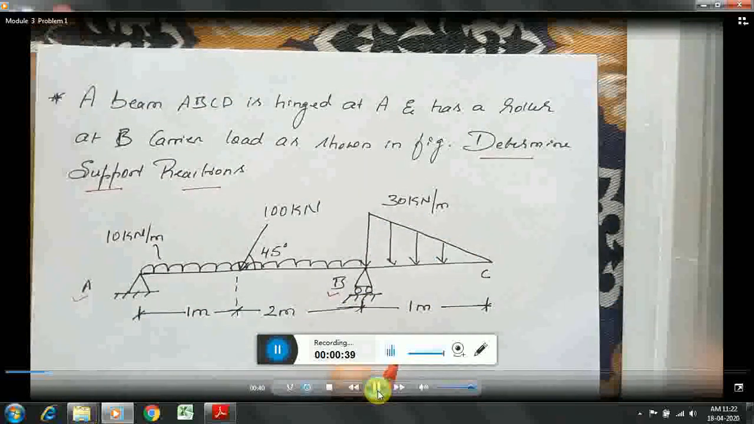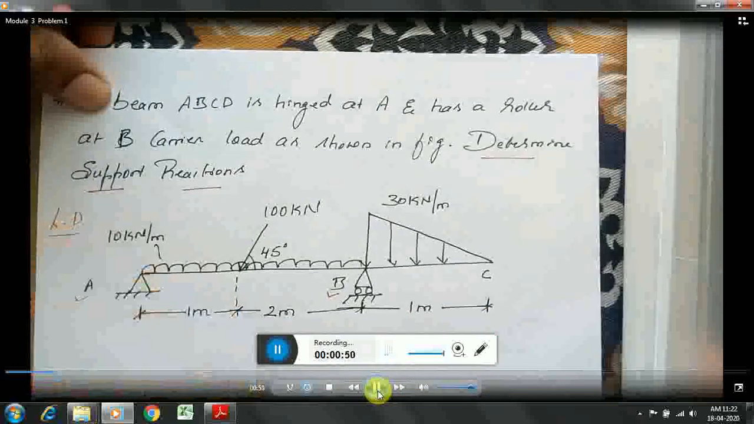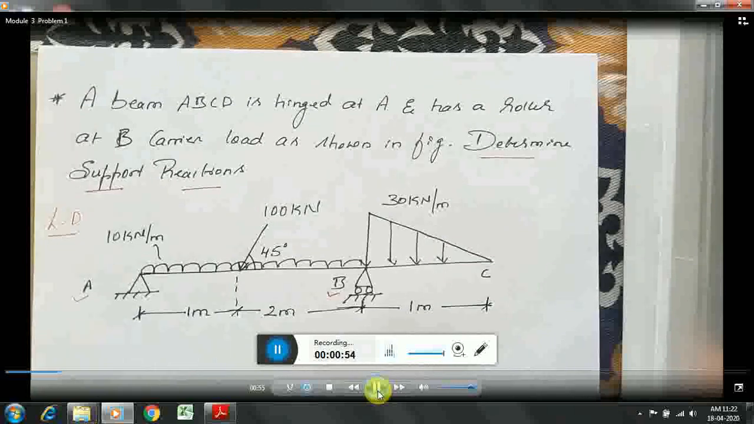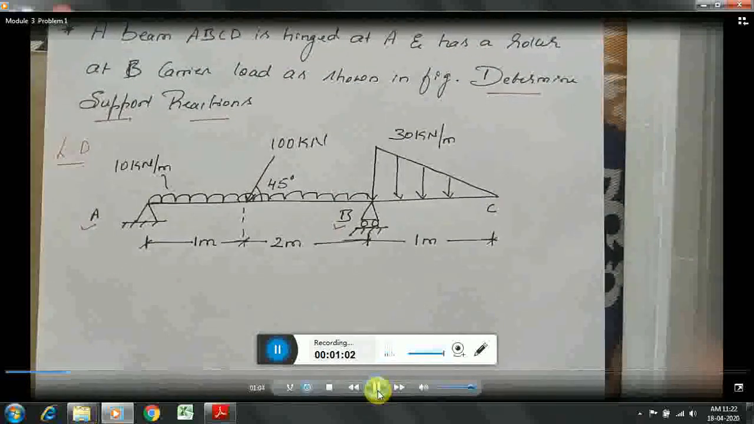This diagram will be provided in the examination or in the question paper. This is called the loading diagram. Once the loading diagram is given, we have to draw the free body diagram of the beam. Below the loading diagram you have to write the free body diagram. Now I will try to draw the free body diagram for this beam.